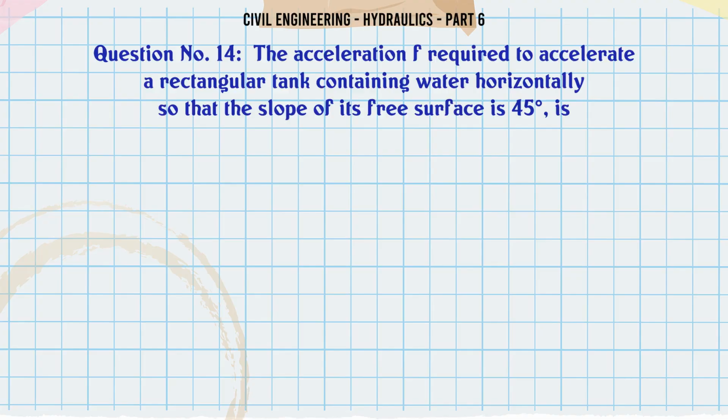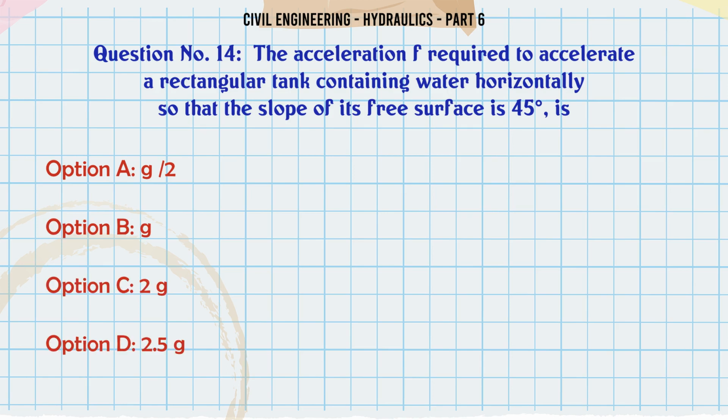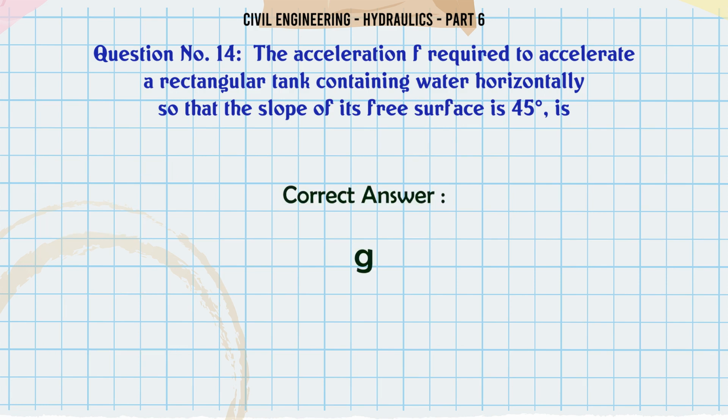The acceleration required to accelerate a rectangular tank containing water horizontally so that the slope of its free surface is 45° is: A. g/2, B. g, C. 2g, D. 2.5g. The correct answer is g.